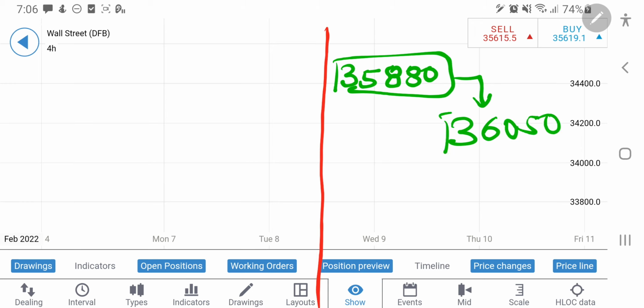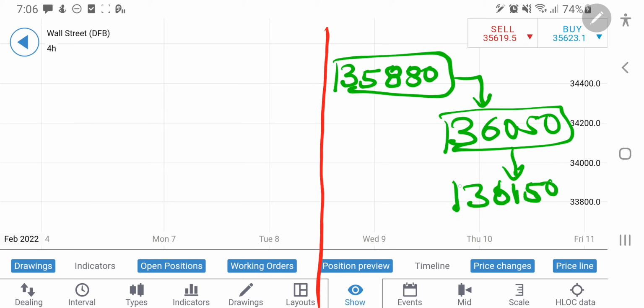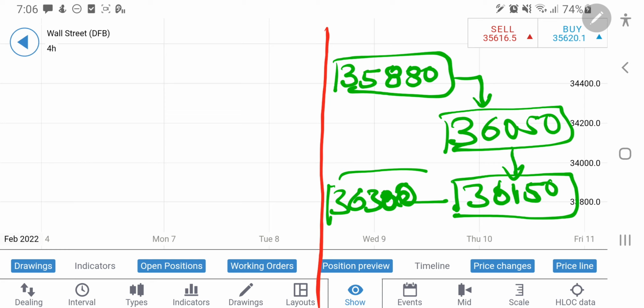36,050, and then beyond that it can head towards 36,150. 36,150 can also be expected. Beyond that it will fly towards 36,300. Now see, only beyond 35,880 you should go long, else one can remain short. Only this was the level I had told you in the morning analysis also.